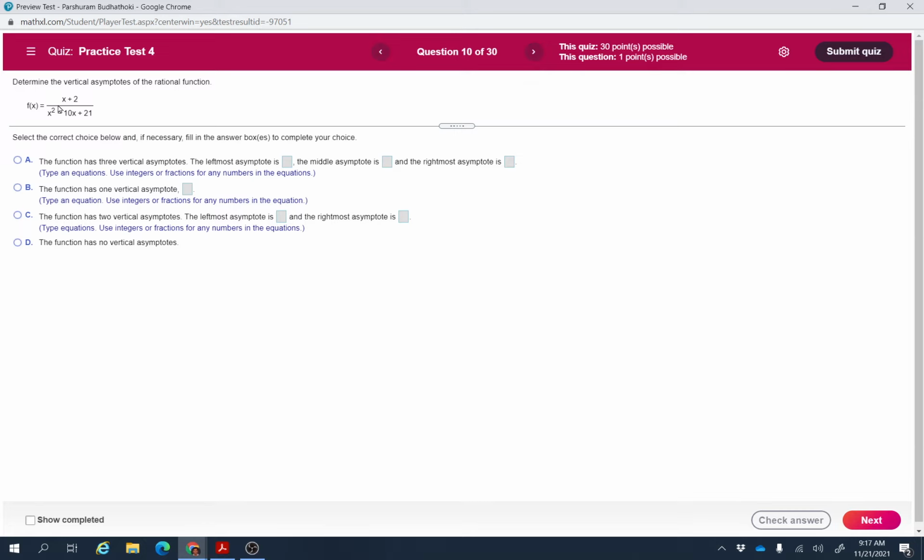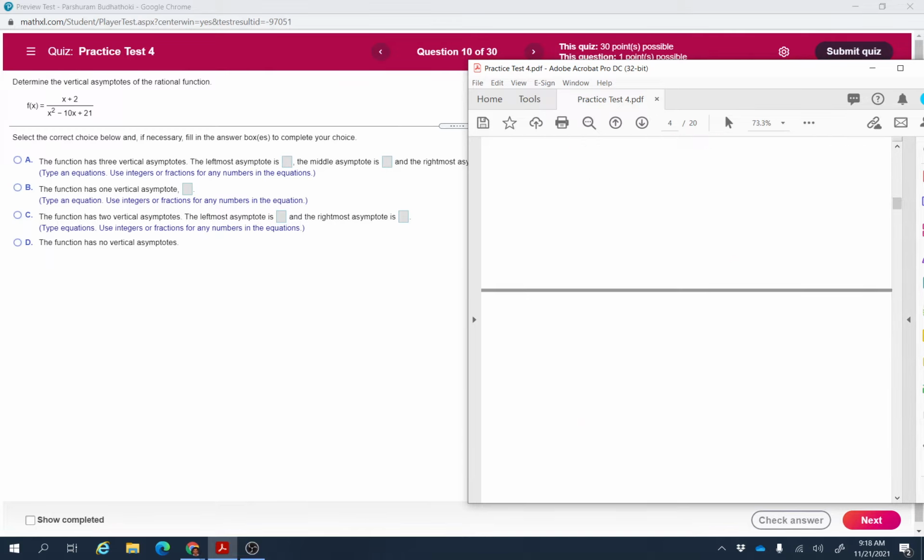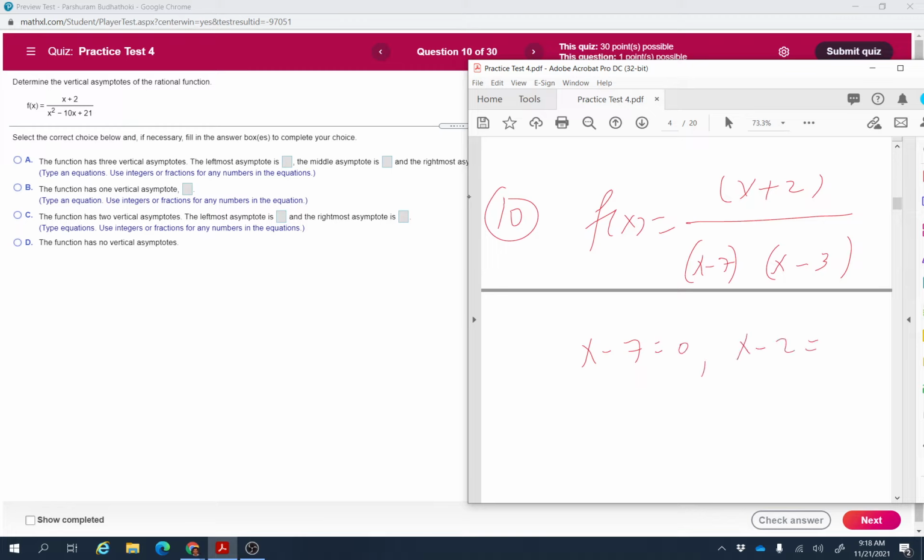Okay, so this is a very similar question, but you need to find the factors. Here on the top, the factor is already x plus 2. On the bottom, if you try to factor that quadratic polynomial, that would be x minus 7 and x minus 3. You see that 7 times 3 is 21, and negative 7 and negative 3 is negative 10. Now for finding the vertical asymptote, you just have to equate this to 0. Remember, if you see anything common on the top and bottom, you have to cancel that before equating to 0 for finding the vertical asymptote.